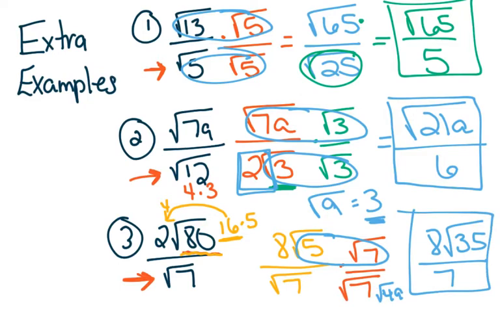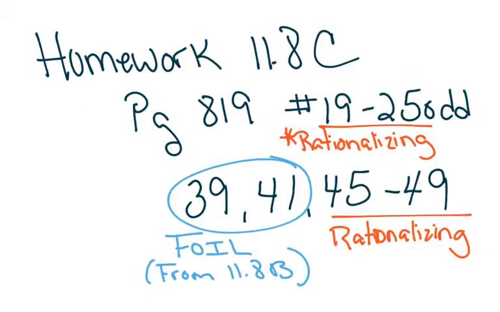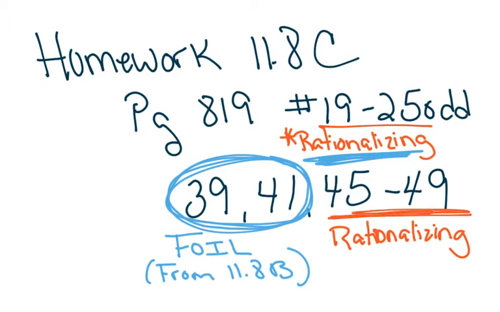All right, so now you've seen 5 different examples about how to rationalize the denominator. For your homework tonight, you are on 11.8C. You're still on page 819. 19 through 25, you are practicing all of that rationalizing that we just did. Okay? 39 and 41, we're going to go back and review foiling, which is what we did in the previous lesson from 11.8B. And then our last ones, 45 through 49, you're going to go back and practice your rationalizing.